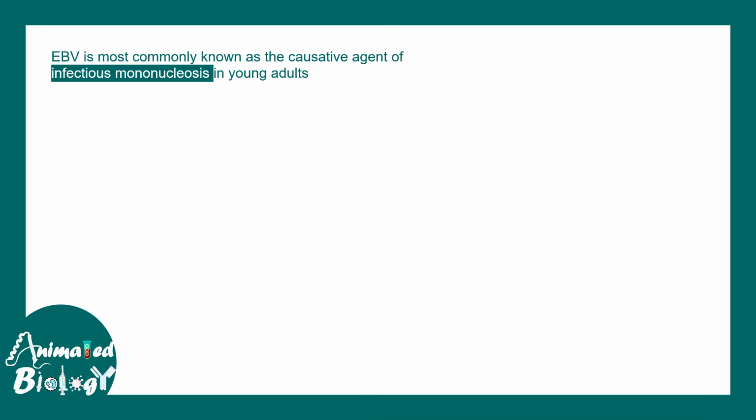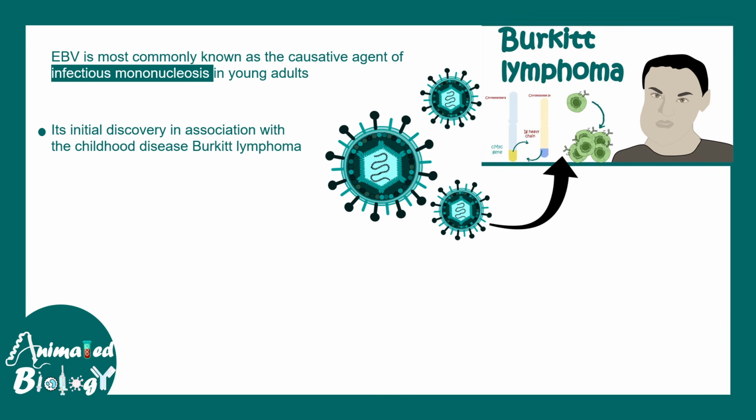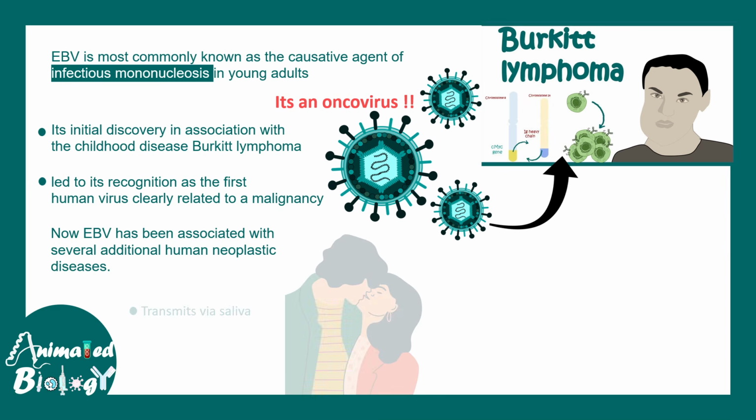EBV is most commonly known as the causative agent of infectious mononucleosis in young adults. Its initial discovery was associated with Burkitt's lymphoma. Burkitt's lymphoma is a kind of cancer where the B cells proliferate abnormally. So it was one of the first viruses recognized to cause human malignancies, and it's an oncovirus. EBV has been associated with many neoplastic diseases in humans.